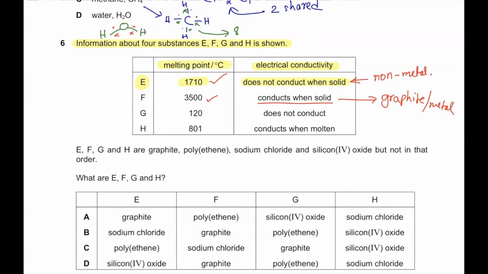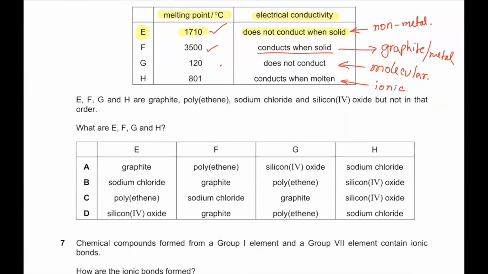For G, melting point 120 degrees Celsius, does not conduct electricity. This is a molecular compound, because that is such a low melting temperature, and it does not conduct electricity as well. Melting temperature of 801, and conducts when molten, could be a metal, could be an ionic substance. Since it has a melting temperature of 800 degrees Celsius, it could be ionic, most likely to be ionic.